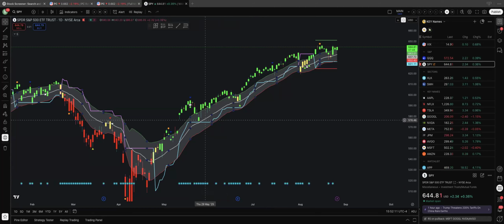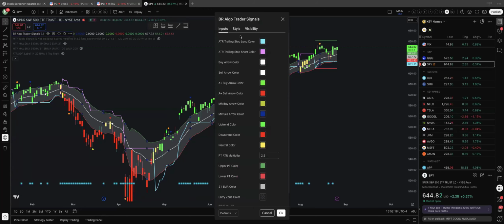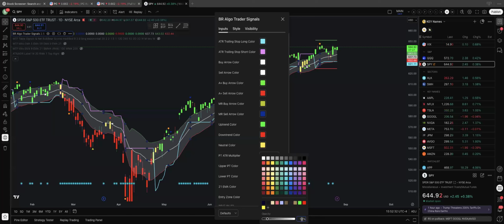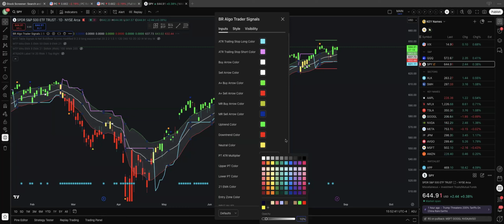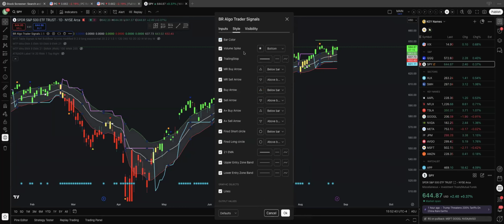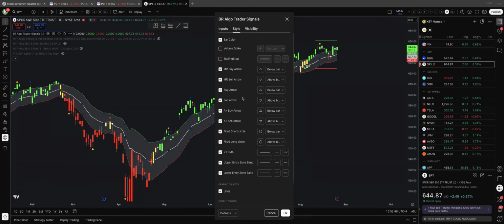If I go to the indicator, you can change the colors, you can change the shapes, whatever you want to do. So here you can change the trailing stop color, you can change the arrow colors, you can change the trend colors, you can change the ATR for the profit targets, and you can make the entry zone less visible or more visible, however you want to do it. So if I move this to like 10%, okay, and then let's say I want to remove the volume spikes. I want to remove the trailing stop.